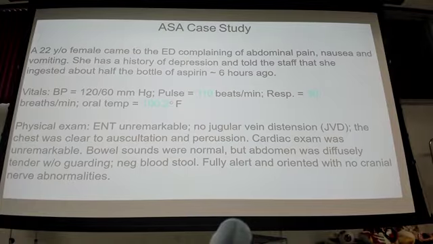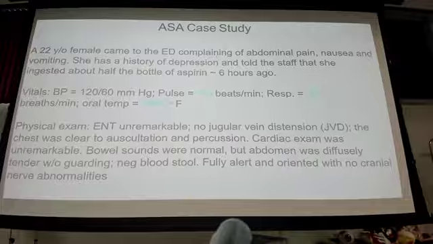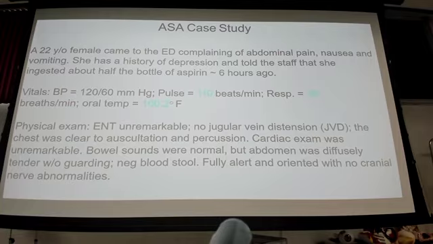In this example, we have a 22-year-old female that came to the emergency department complaining about abdominal pain, nausea, and vomiting. She had a history of depression and told the staff that she ingested half a bottle of aspirin about 6 hours ago. So we don't even know how much she ingested. Her vitals are blood pressure 120/60, pulse 110 beats per minute, respiration 30 breaths per minute, and oral temperature 100 degrees Fahrenheit.